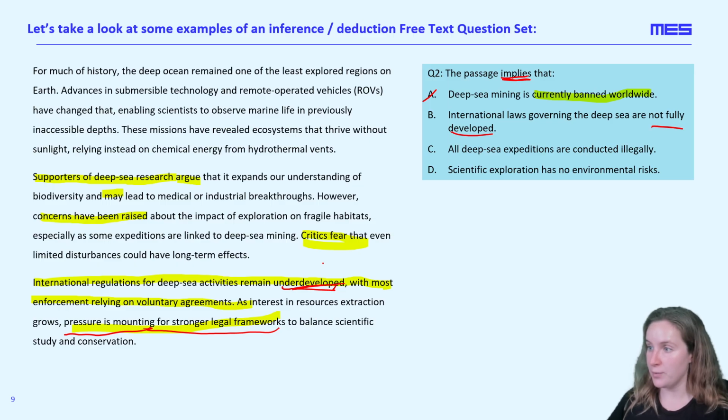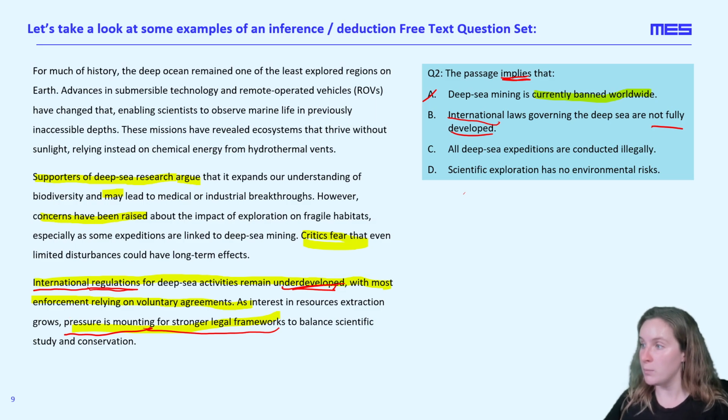We also, if we're looking at a secondary keyword, that "international" here gives us more confirmation that this seems like the right answer, because we see that there are international regulations here looking for more governance.